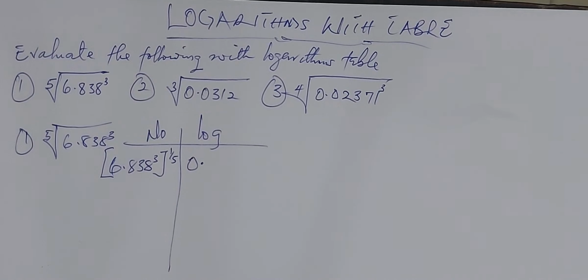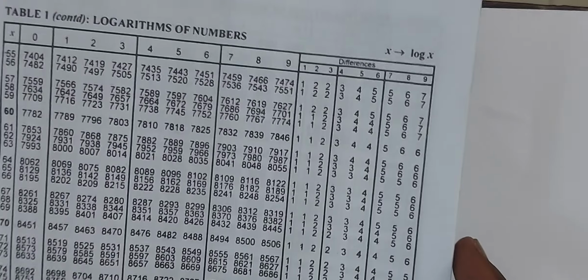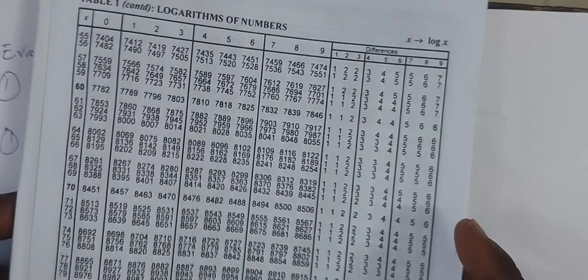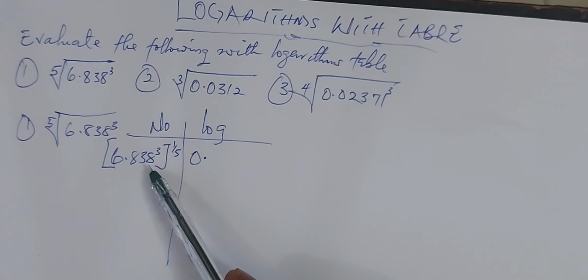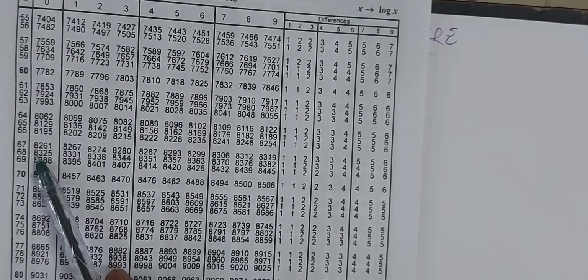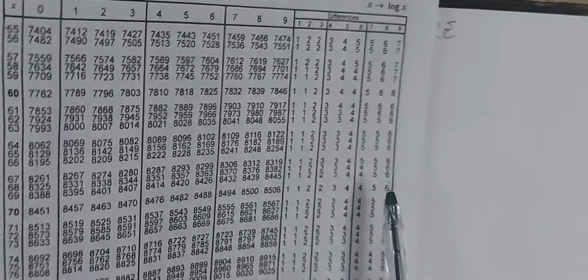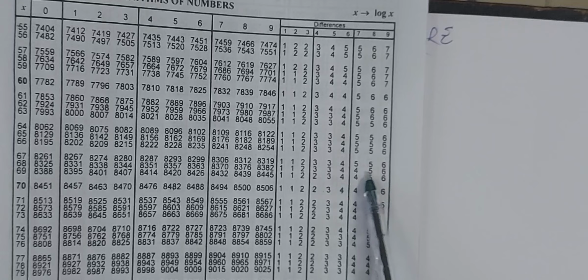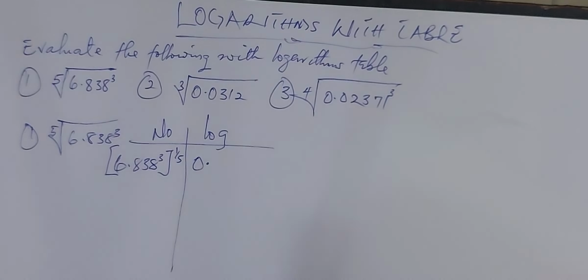We look for the logarithm of 68 under 3, difference 8. So we look for 68. See, this is 68. 1, 2, 3. This is under 3. Then the difference 8 is here, 5. So that is what we are going to do straight away.